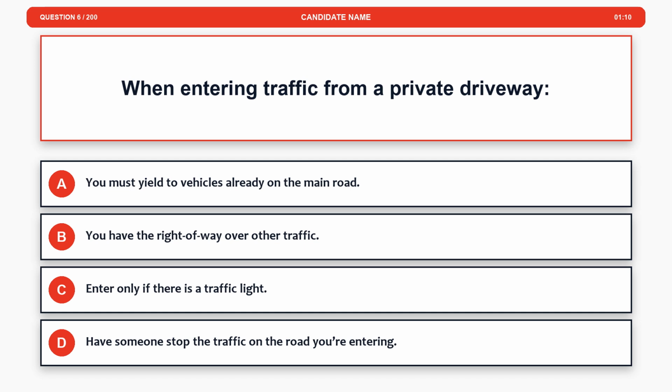Question 6. When entering traffic from a private driveway, Option A. You must yield to vehicles already on the main road. Option B. You have the right of way over other traffic. Option C. Enter only if there is a traffic light. Option D. Have someone stop the traffic on the road you're entering.